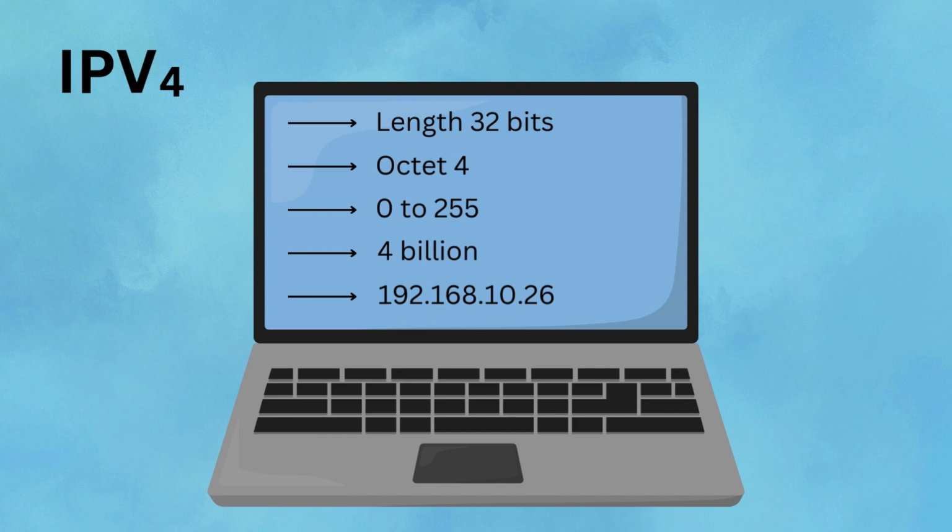For example, the address 192.168.10.26 is an IP version 4 address, and it is separated by dots, with each number falling within the range of 0 to 255.